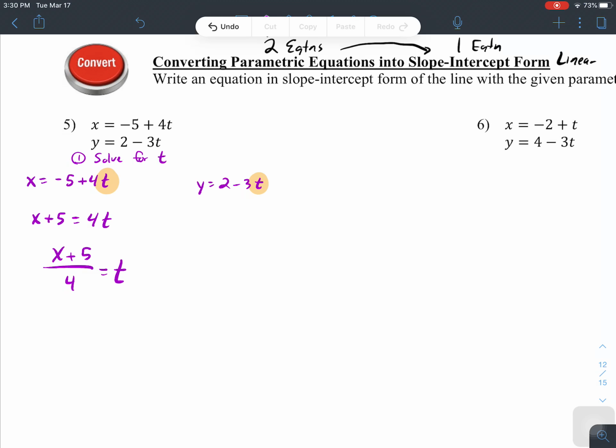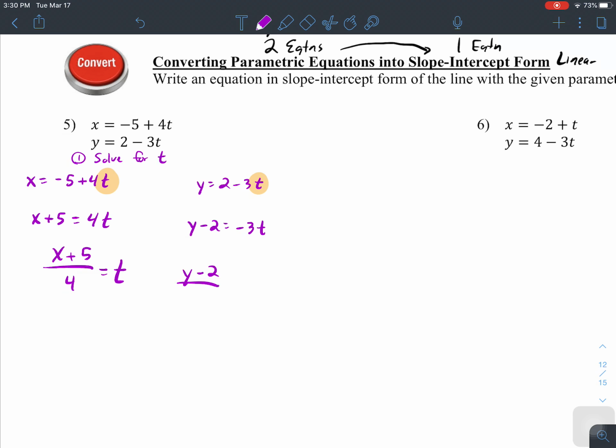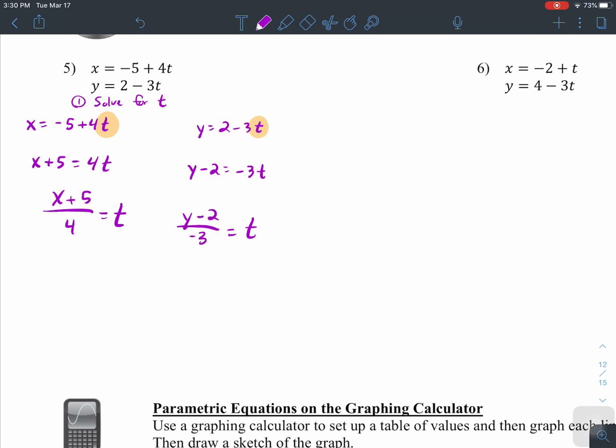So I'm going to solve for time here. I'm going to subtract the 2, and I'm going to divide by the -3. And again, I'm not going to do -1/3 y plus 2/3. I'm just going to write it like this, and we'll see why in the next step. So by taking what they have in common, they both share the t, and solving for it, I can now do the next part. I can find a way to get rid of that t.